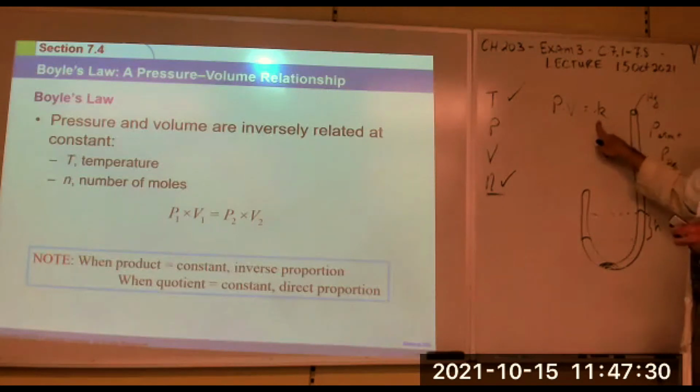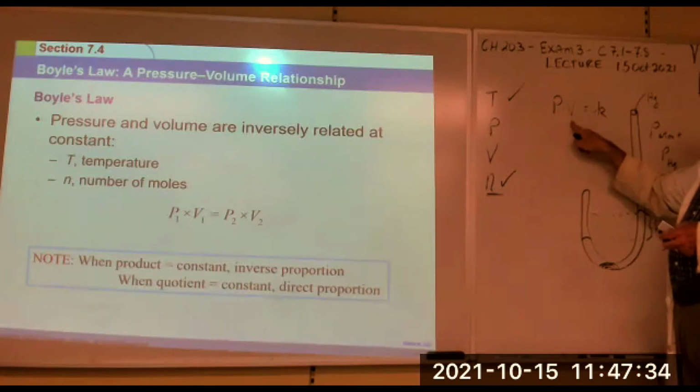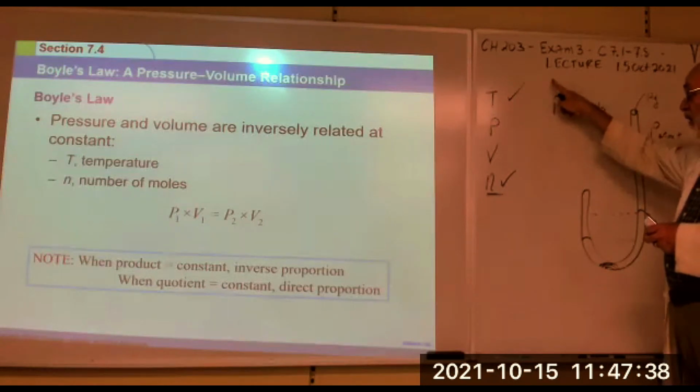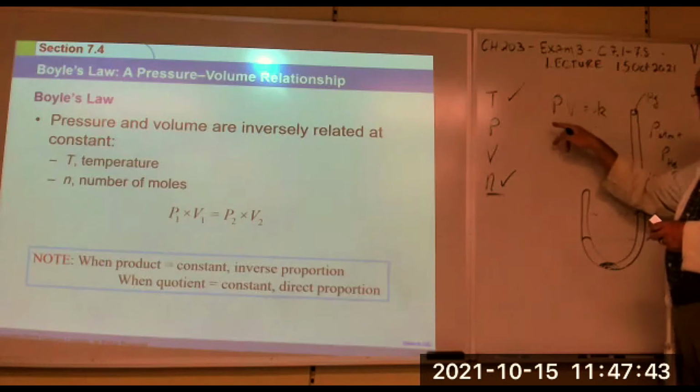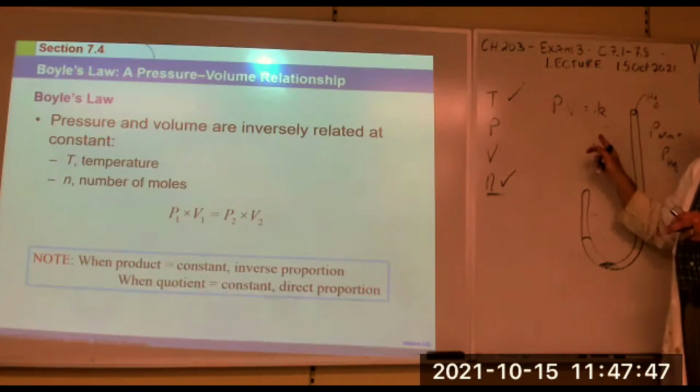Okay, these are inversely related. That is, as the pressure goes up, volume goes down. It has to be that way. For this to be constant, if you make this one go up, that one's got to go down. Anytime you have a quotient, a product equal to a constant, it's an inverse relationship.